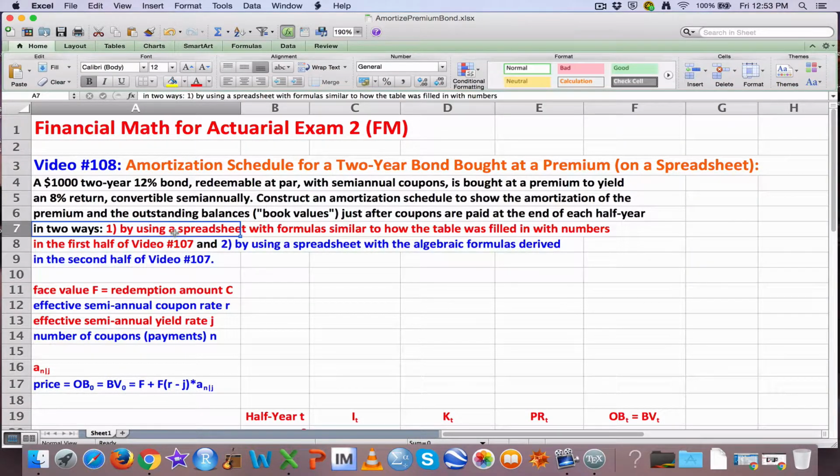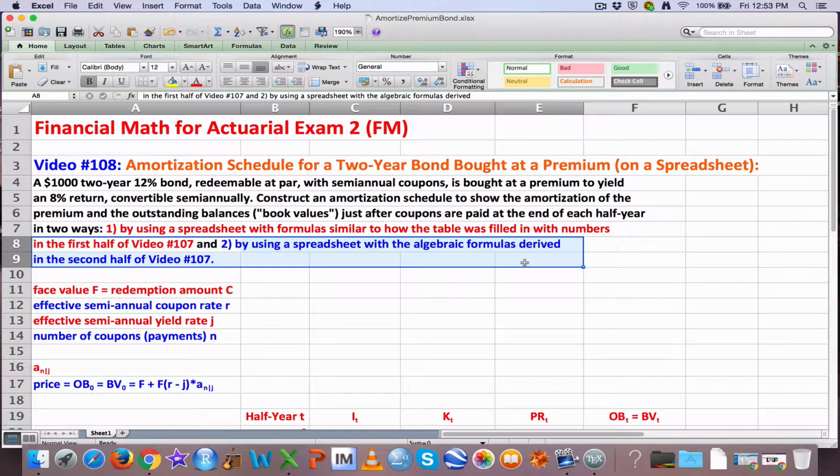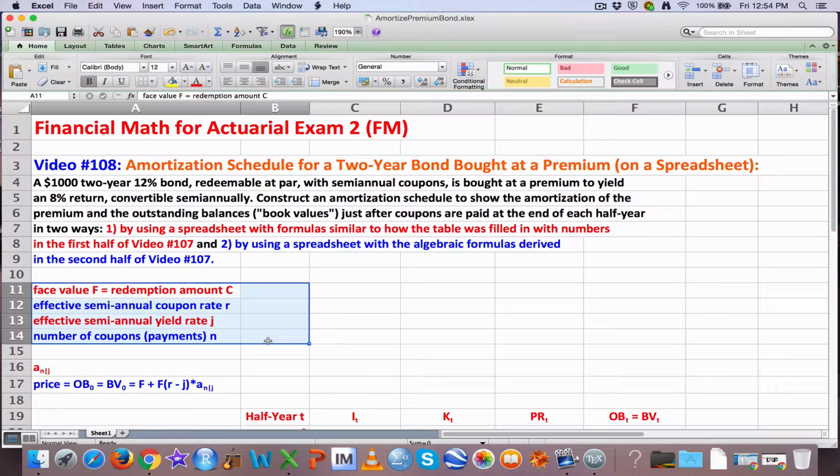In method 1, we are using formulas similar to how we filled in the table in video number 107, the first half of that video, where we used a calculator and we thought about things intuitively. And in this second way, we're going to use the algebraic formulas that we derived in the second half of video number 107. So we'll re-emphasize those formulas. Maybe you didn't write those down before. I think they probably are worth writing down and trying to remember if you're going to take Actuarial Exam 2. All right, so let's start the problem now.